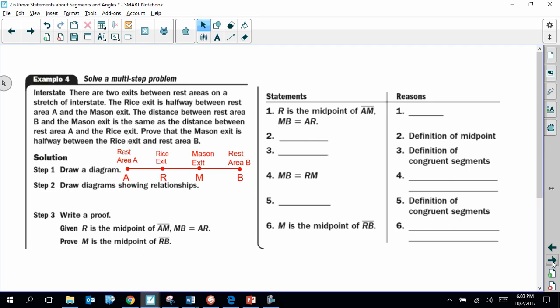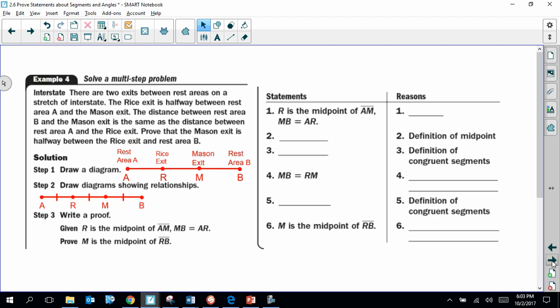And so I know we're along a line, we have a rest area, an exit, and another rest area, based on the information that was given to me in the problem. Also given in the problem, because it's telling me that the Rice exit is halfway between rest area A and the Mason exit, I can show that we have congruent segments somewhere. So we have what I have shown for you here.